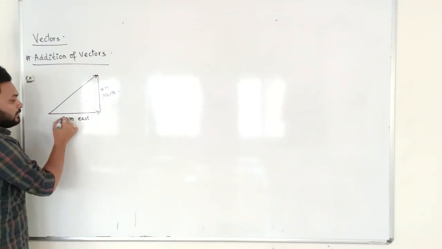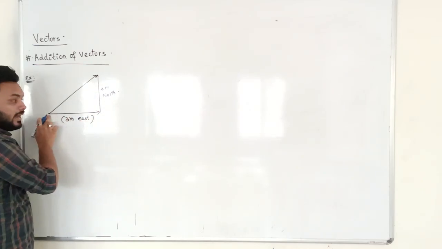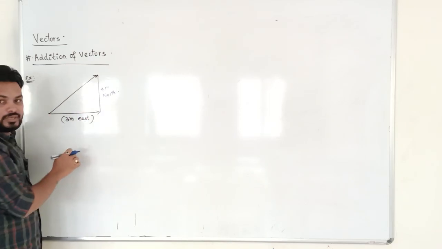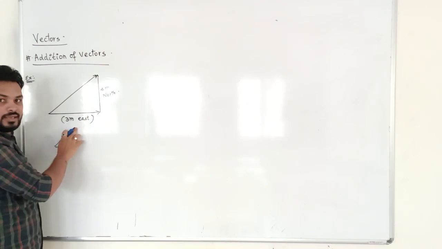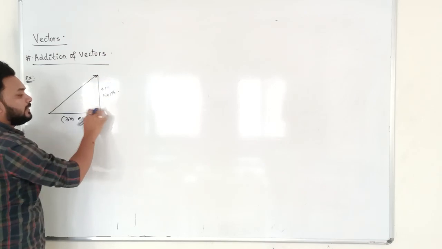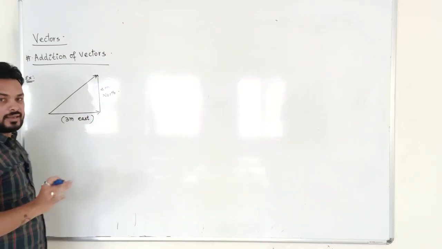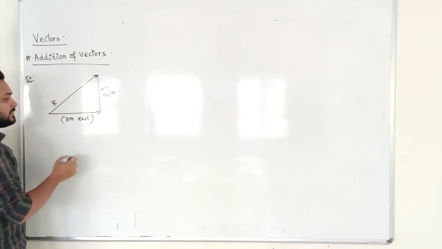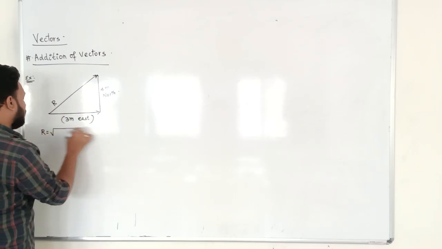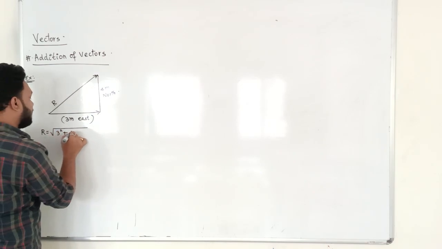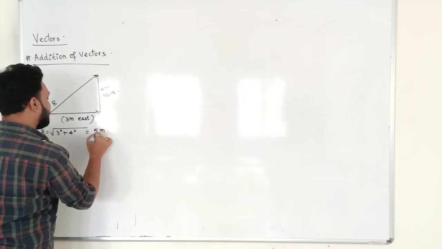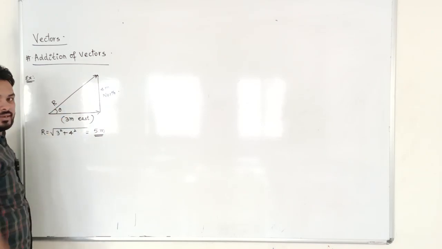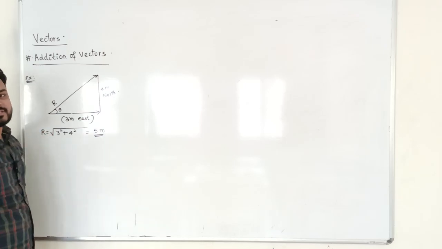See here, this is the head, this is the tail. This we call the head to tail method. The head of the first vector coincides with the tail of the second vector. Now if I take the resultant here, simply r equal to under root 3 square plus 4 square, that is 5 meter. Understood? What is the direction? This is our direction, theta. Tan theta equal to b sin theta divided by a plus b cos theta.